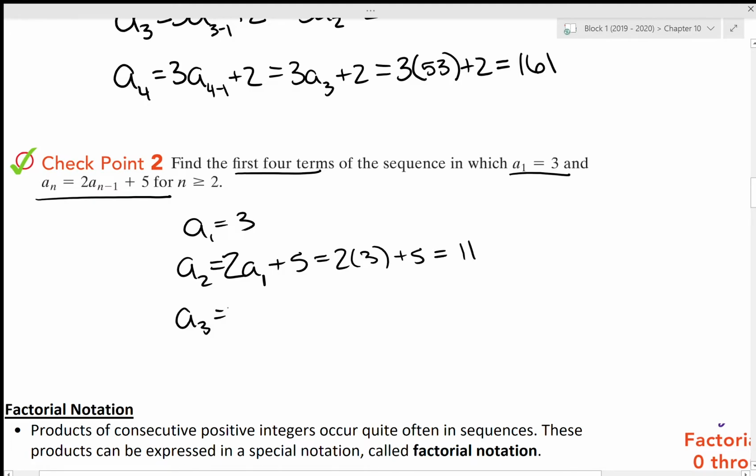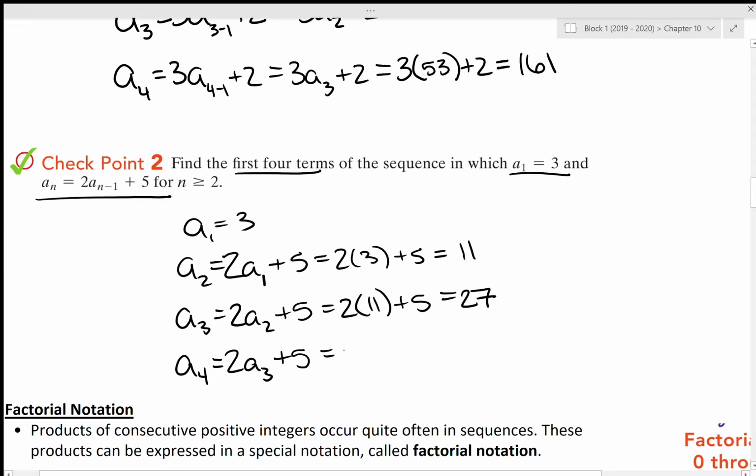A of 3, they want me to do 2 times A of 2 plus 5. So it's 2 times 11 plus 5. 22 plus 5 is 27. And then A of 4 is 2 times A of 3 plus 5. So 2 times 27 plus 5. 2 times 27 is 54 plus 5 is 59.